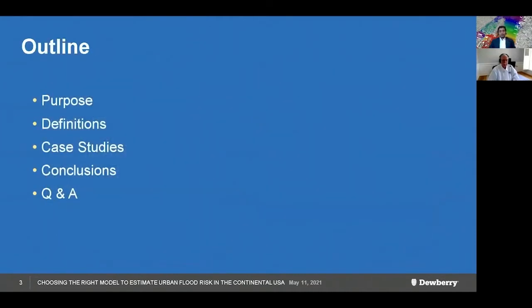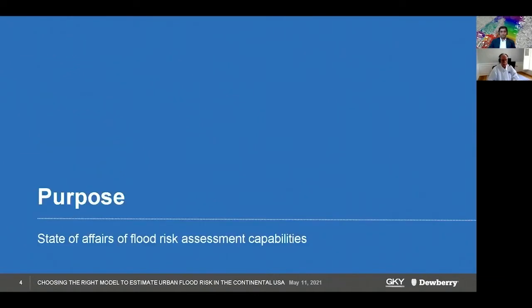A brief outline of our presentation. The purpose of this talk, the key definitions that we should be keeping in mind in the flood risk, flood hazard context, followed by a series of case studies by Dewberry and GKY using the different models, frameworks, and solution approaches. And then finally, some significant conclusions followed by Q&A.